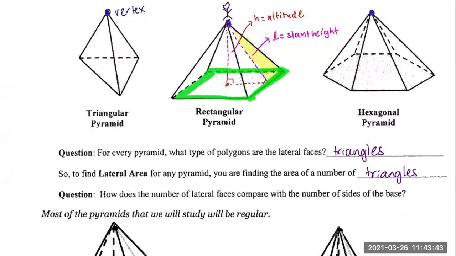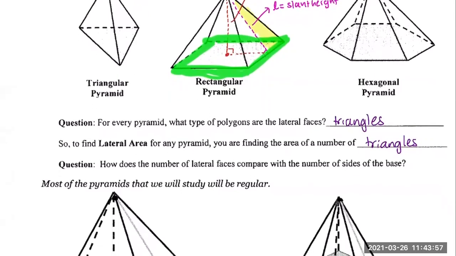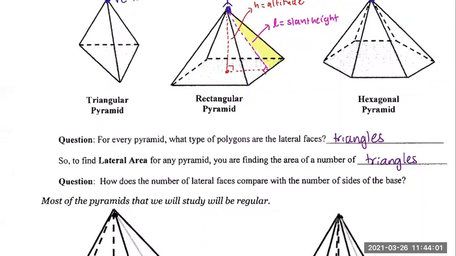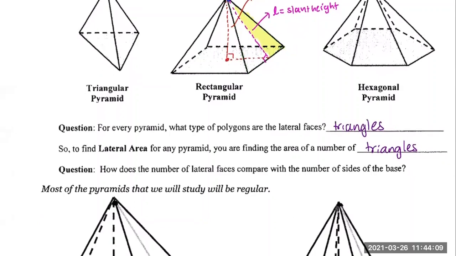Actually, as I'm doing this, what am I tracing? What is that called of the base? We did the same thing with a prism. That's the perimeter. The perimeter happens to be the sum of all the bases of the triangles. And notice that the height of this triangle right here is the slant height itself. So it's the same number.